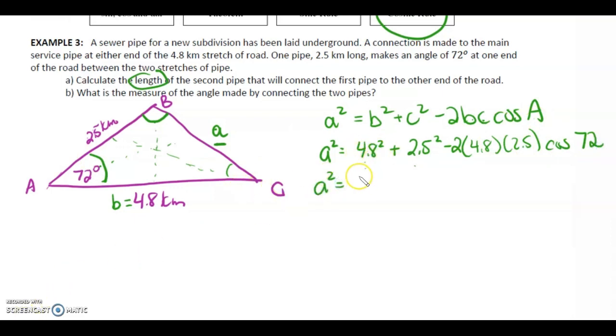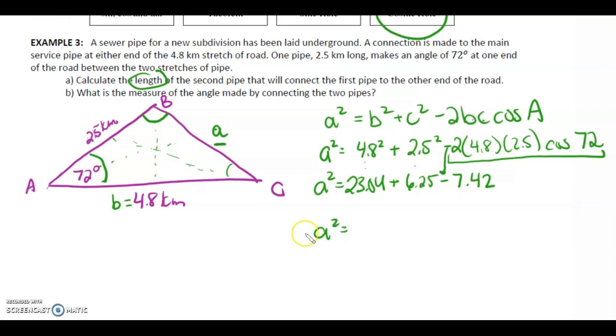So if we do 4.8 squared, we get 23.04. If we do 2.5 squared, we get 6.25. And remember, this term is one term, and it's all multiplied. So bring down that negative sign, and then we get 7.42. Now we can go ahead and add these up. 23.04 plus 6.25 minus 7.42, we get 21.87.